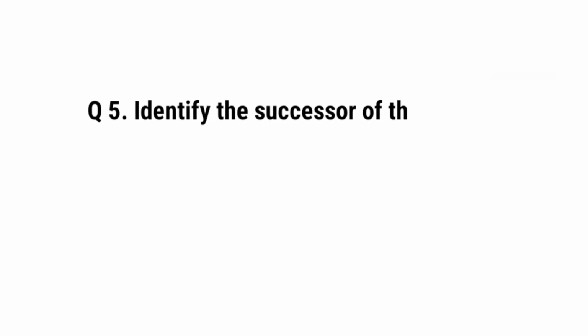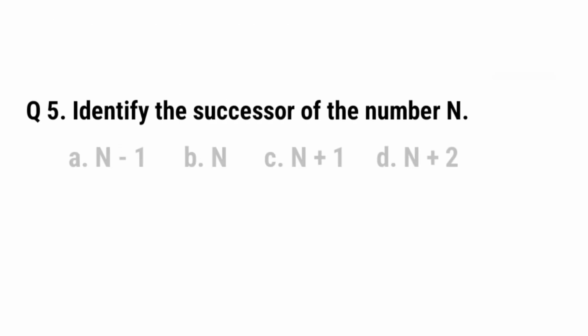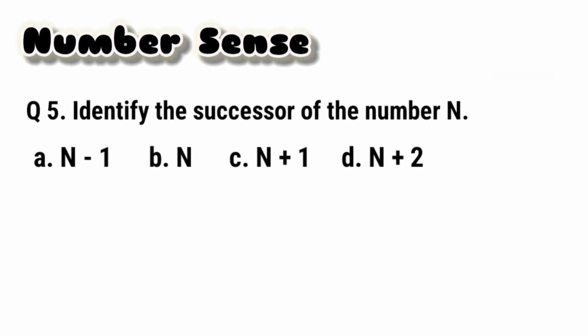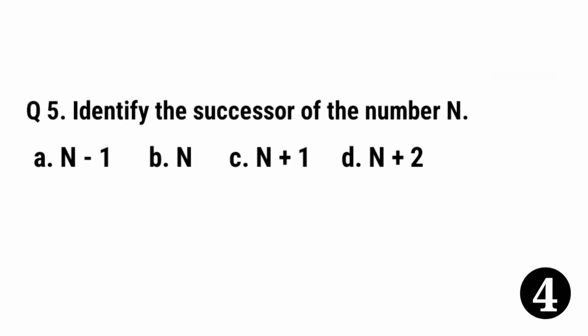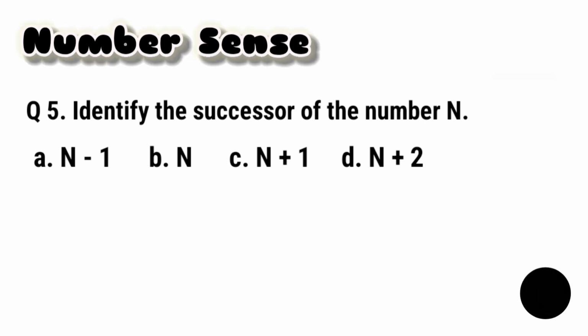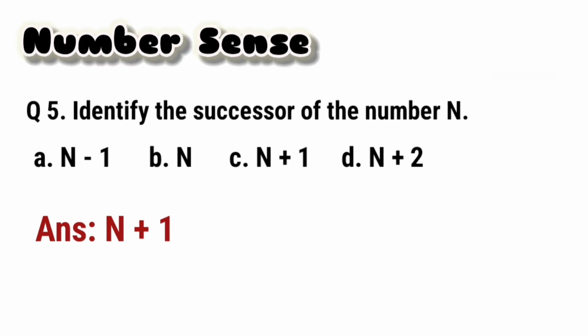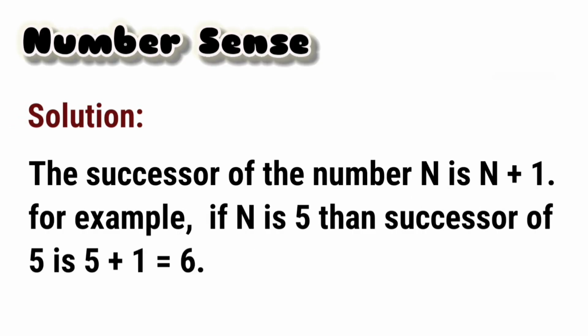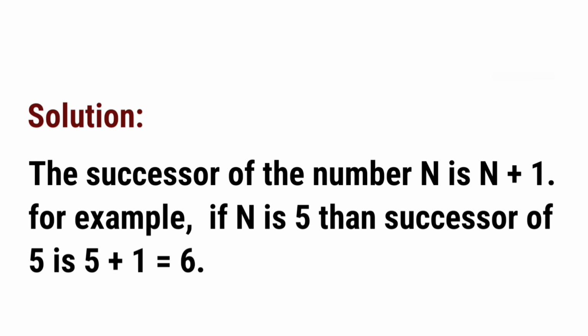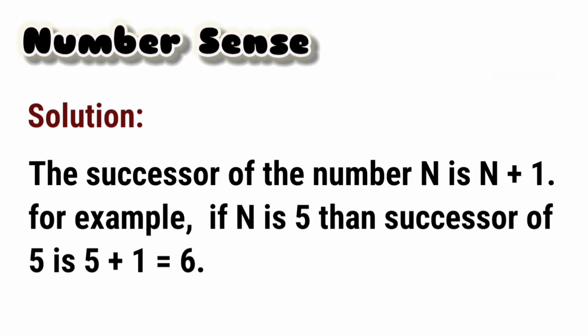Identify the successor of the number n. A n minus 1, B n, C n plus 1, D n plus 2. Answer option C n plus 1. The successor of the number n is n plus 1. For example, if n is 5, then successor of 5 is 5 plus 1, that is 6. So the correct answer is option C n plus 1.